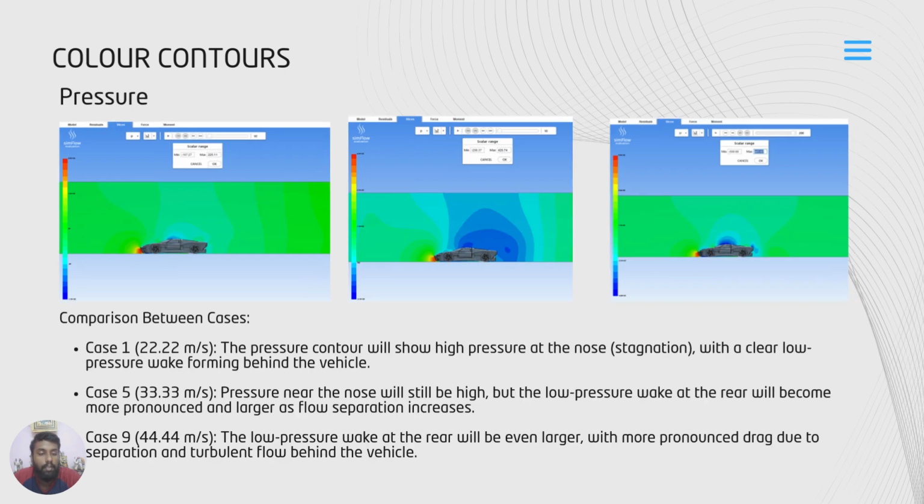For the next part is the pressure. Comparison between cases: case 1, 22.22 meters per second. The pressure contour shows high pressure at the nose section with a clear low pressure wake forming behind the vehicle. In case 5, the pressure near the nose will be high, but the low pressure wake at the rear will become more pronounced and larger as the flow separation increases. In case 9, 44.44 meters per second, the low pressure wake at the rear will be even larger, with more pronounced drag due to separation and turbulent flow behind the vehicle.